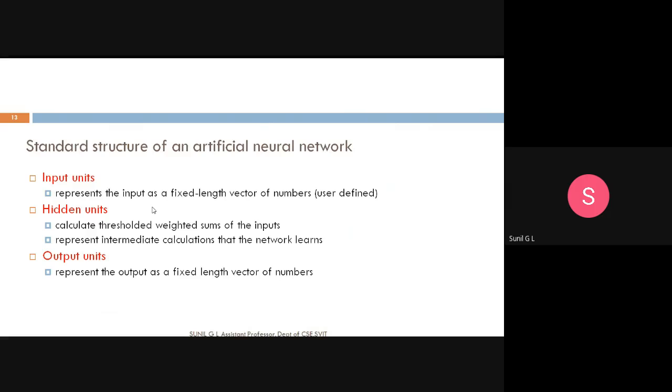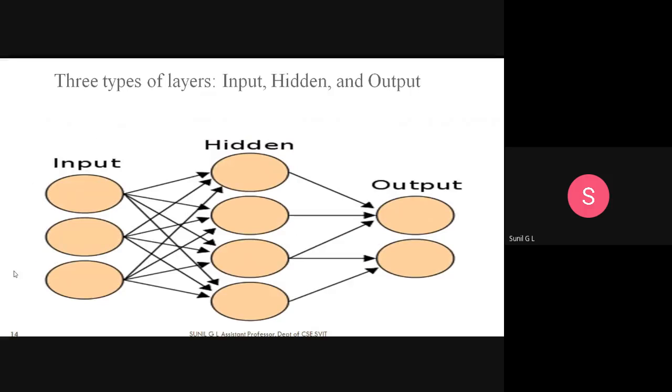We may have different varieties of networks, meaning different numbers of neurons are available in these layers. These are the types of layers. In the input layer we have three neurons, in the hidden layer four, and in the output layer two neurons. The input to the hidden layer is the output of the input layer. Then the output of the hidden layer will be the input to the output layer.